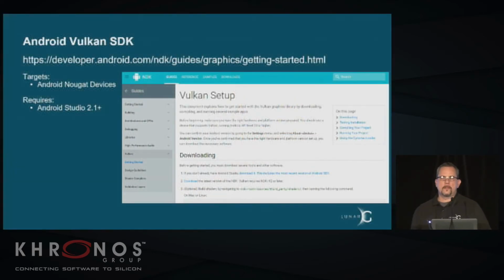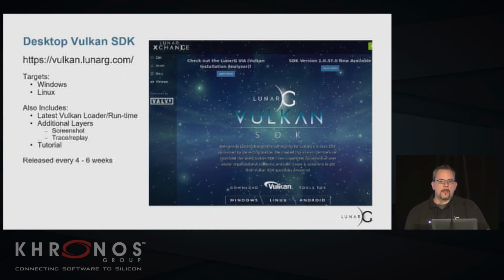So first, obviously, there's an Android SDK. It's put out there by Google. There's a link. Again, these slides will be available for download later, so I'm not going to cover them in too much detail. And then we have a separate SDK for desktop, which targets Windows and Linux. The additional thing about the desktop SDK is we include what's called the Vulkan loader as part of that, and additional layers that you can take advantage of that aren't in the Android SDK.